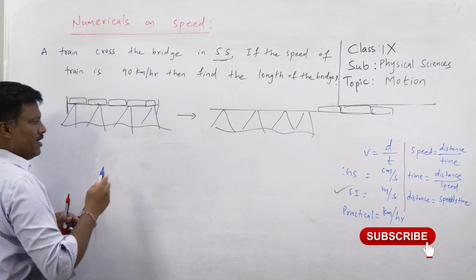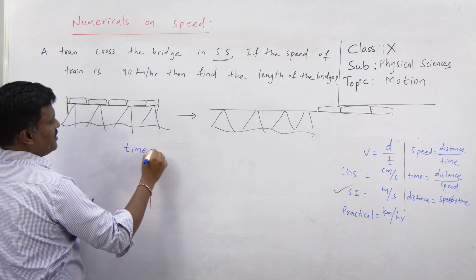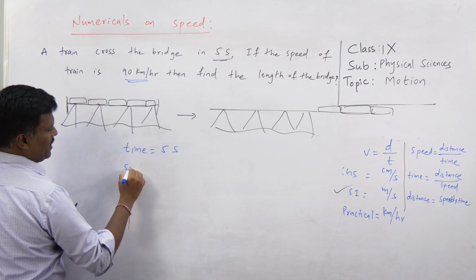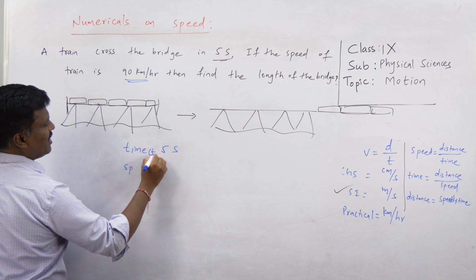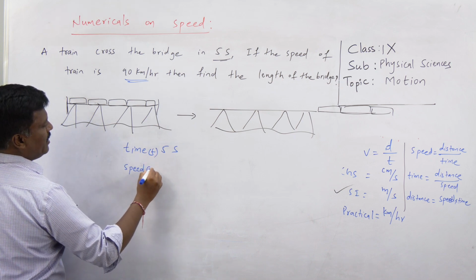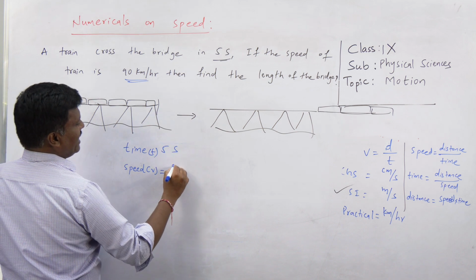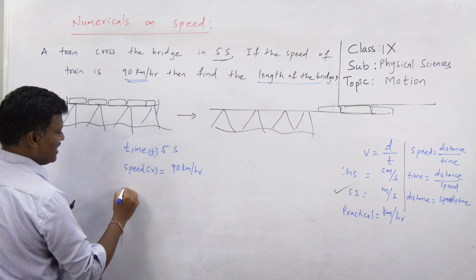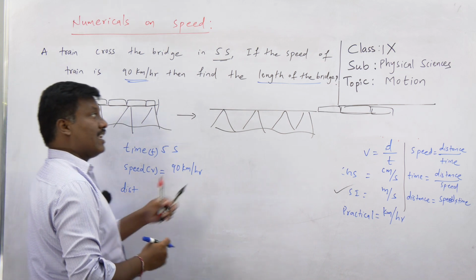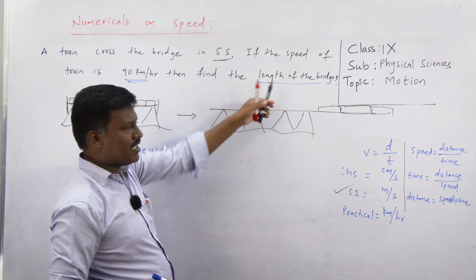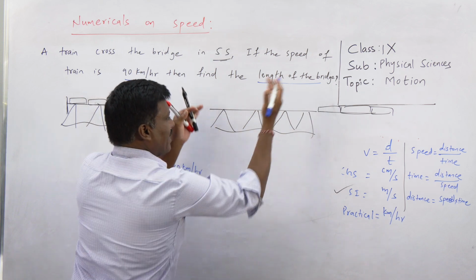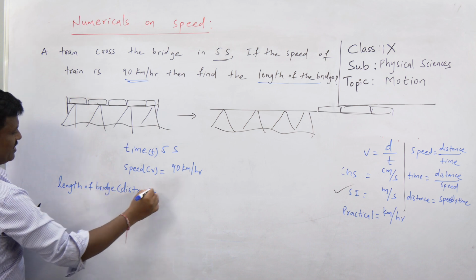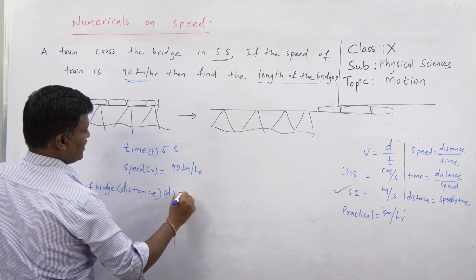So what is the time given? Time is 5 seconds. What is the speed of the train? Speed is given this time. Time is denoted by T. Speed is denoted by V. Speed is equal to 90 km per hour. And we have to calculate the length of the bridge. Length is nothing but distance. Length of the bridge is nothing but the distance traveled by the train. So D is equal to question mark.